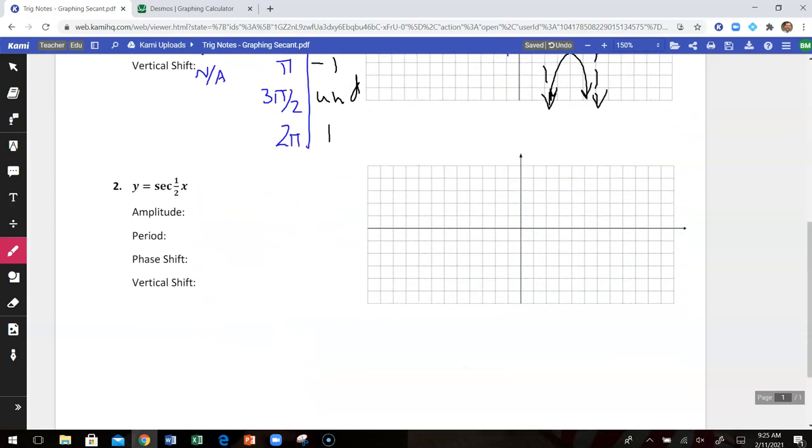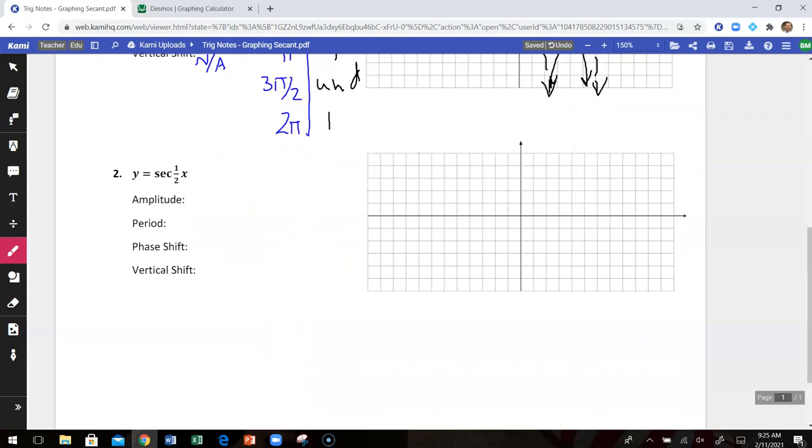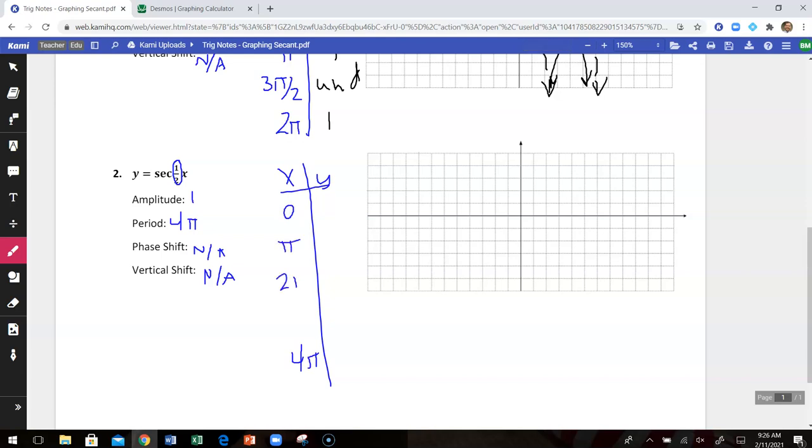If we jump into another example here, this time we have a k value, so that's going to change our values just a little bit. Amplitude's still 1. Period is 2 pi divided by k, so 2 pi divided by 1/2 would give us 4 pi. Again, no phase shift and no vertical shift. So if our period is 4 pi, we're going to go from 0 to 4 pi, which means we would get pi, 2 pi, and 3 pi in the middle.